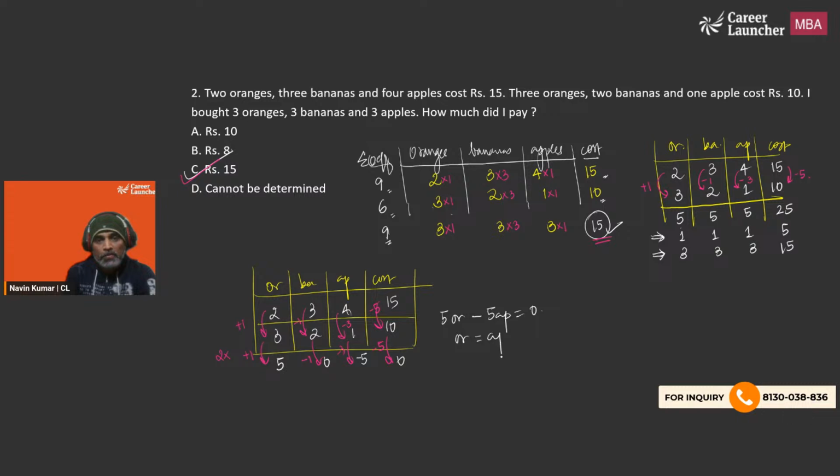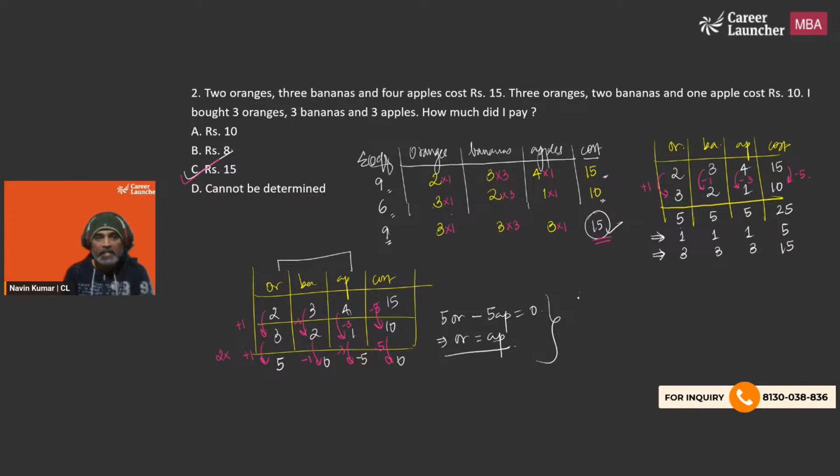So basically, this tells us that 5 oranges minus 5 apples is equal to 0, which basically tells us that the price of oranges and apples are going to be the same. Or basically, we can convert every orange into an apple or an apple into an orange. The overall cost will not change. Right? So this will help us understand that oranges and apples are the same.